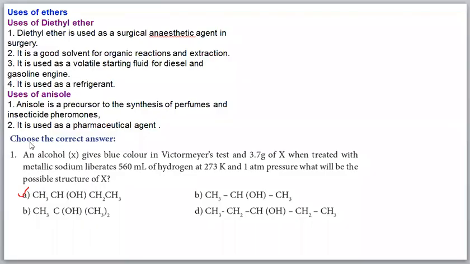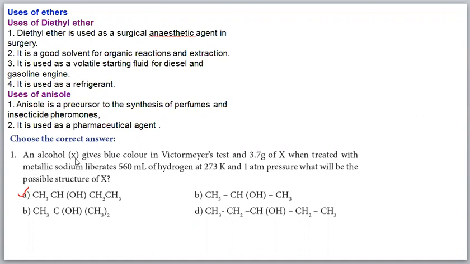See the first question. Choose the correct answer. An alcohol X gives blue color in Victor-Meyer's test, and 3.7 grams of X when treated with metallic sodium liberates 560 ml of hydrogen at 273 Kelvin and 1 atmospheric pressure. What will be the possible structure of X?